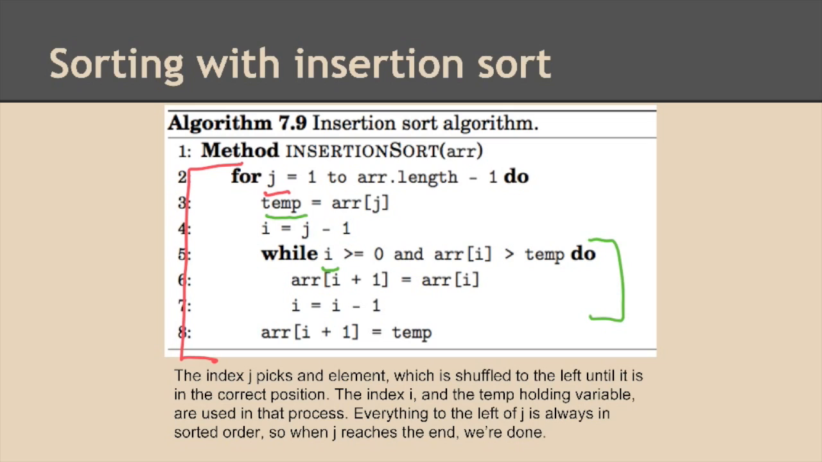shuffling process. Okay, so again, the idea is to look at an element starting with element 1, the second element of the array, shuffle it to the left until we find its correct position, and then move on to the next element, j.